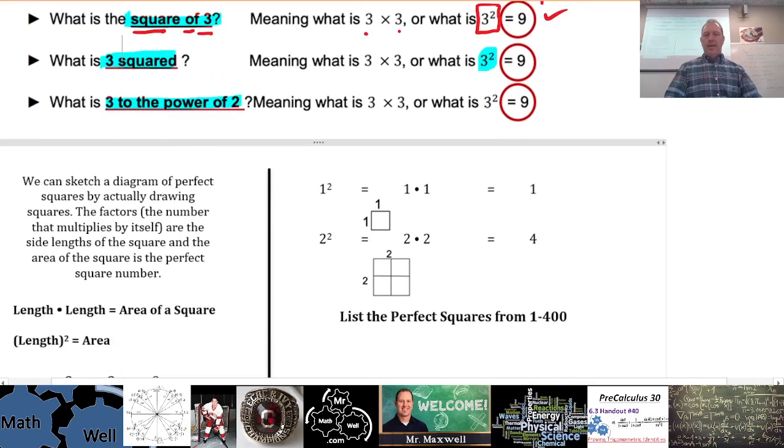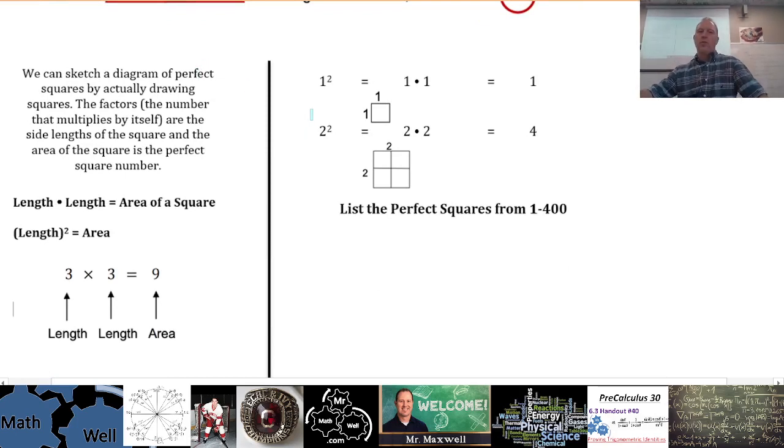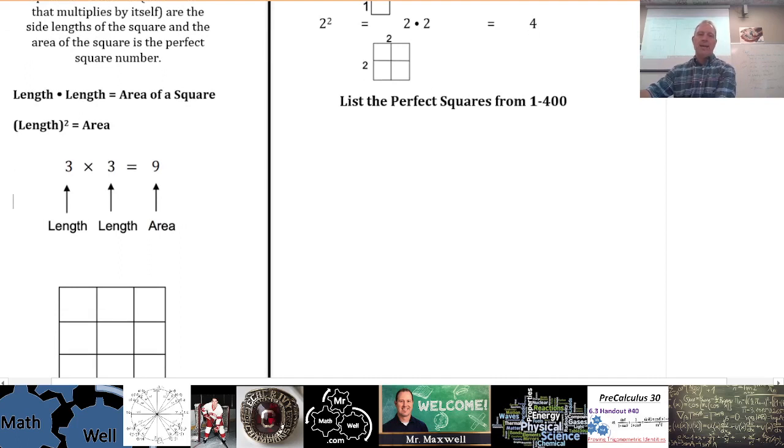Okay. All right, so let's keep going here in your notes. Let's sketch a diagram of a perfect square. Remember what a picture of a perfect square looks like that we talked about, by actually drawing squares, okay? And so the perfect square numbers can be represented by pictures of squares. So the factors, that is the number that is multiplied by itself, are the side lengths of the square, and the area is the perfect square number. So this is something you should be familiar with here as well. Length times length of a square gives us the area of the square.